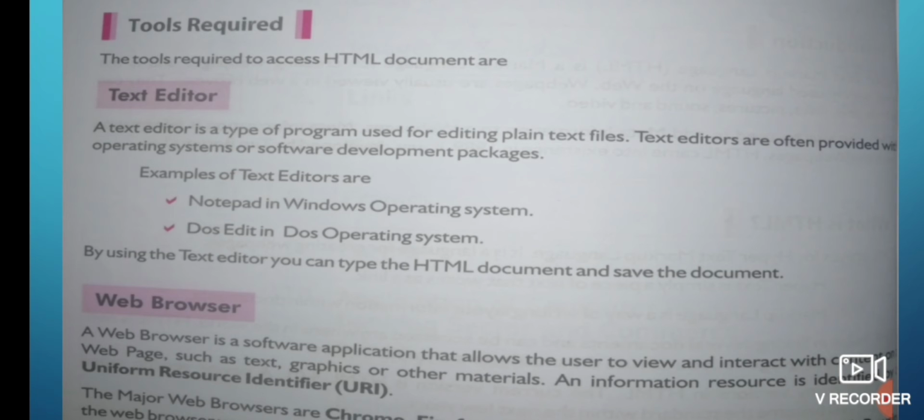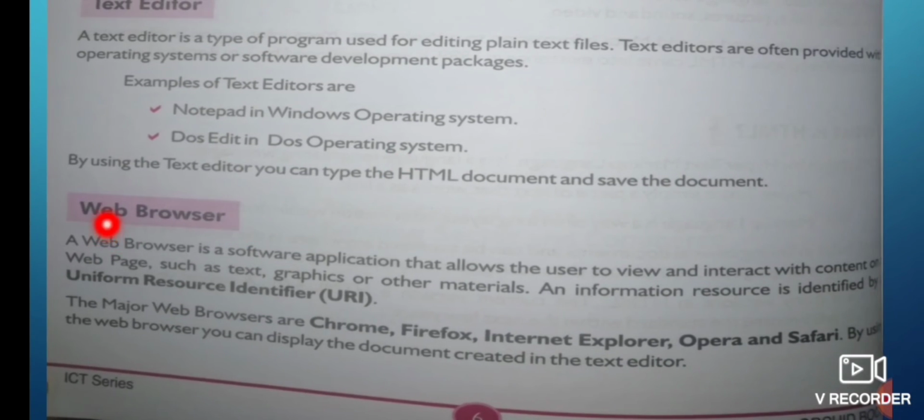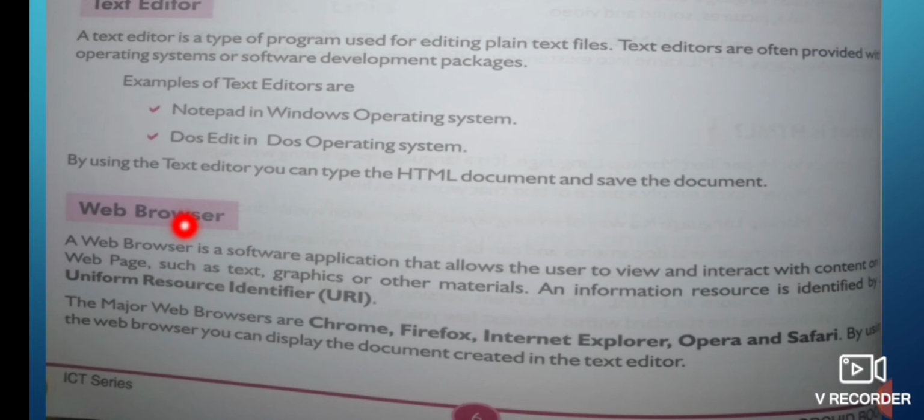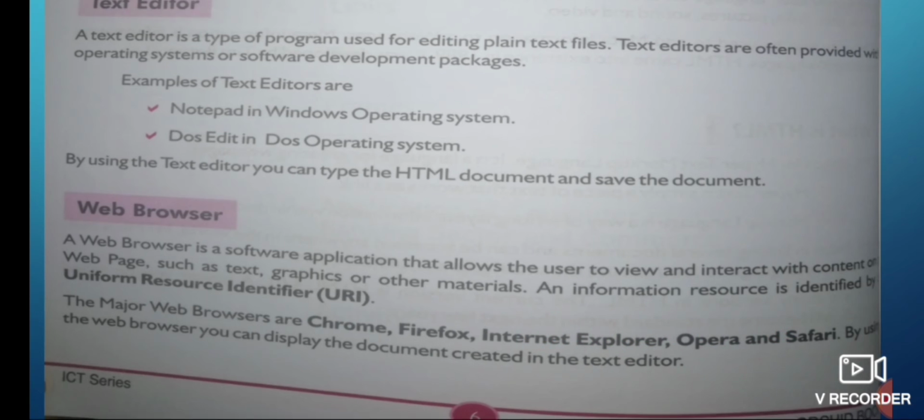Okay, and then the second tool we require is the web browser. Using that only we can view our HTML program, so we can view our web page. For viewing a web page, accessing it and for interaction, we need a web browser. Examples: Chrome, Firefox, IE (Internet Explorer), Opera and Safari. These are the famous web browsers that can be used to view your web page.